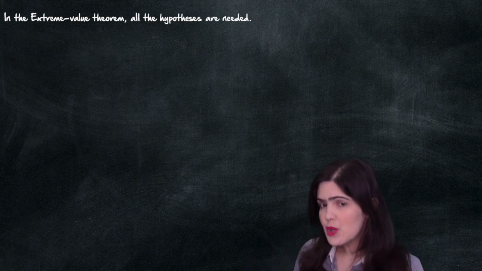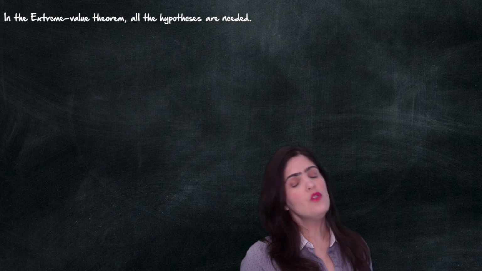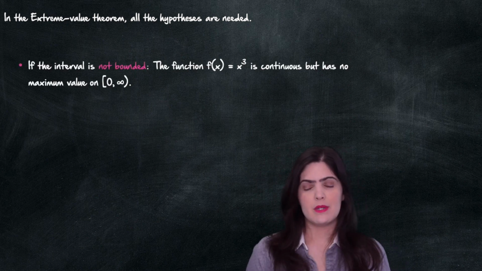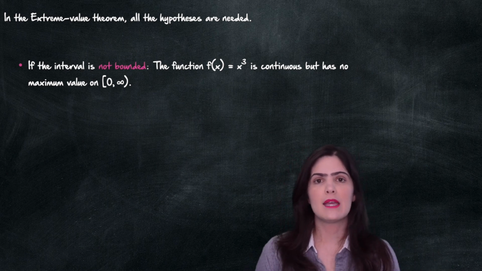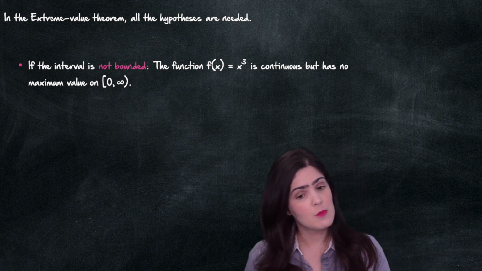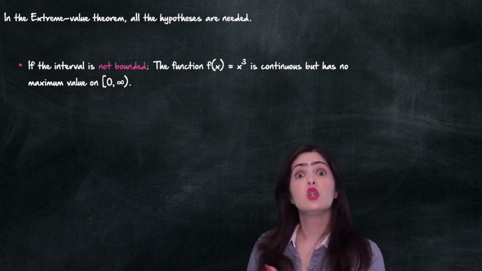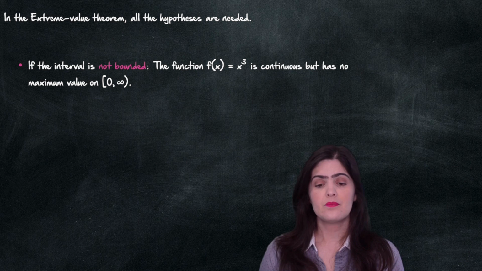And in the extreme value theorem, again, all the hypotheses are needed. You see, if we drop the boundedness, then the function f of x equals x cubed is continuous but has no maximum, because as x goes to infinity, x cubed also goes to infinity.